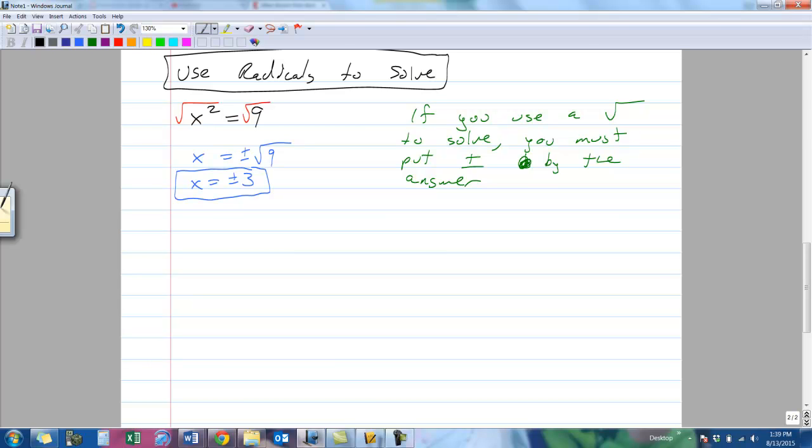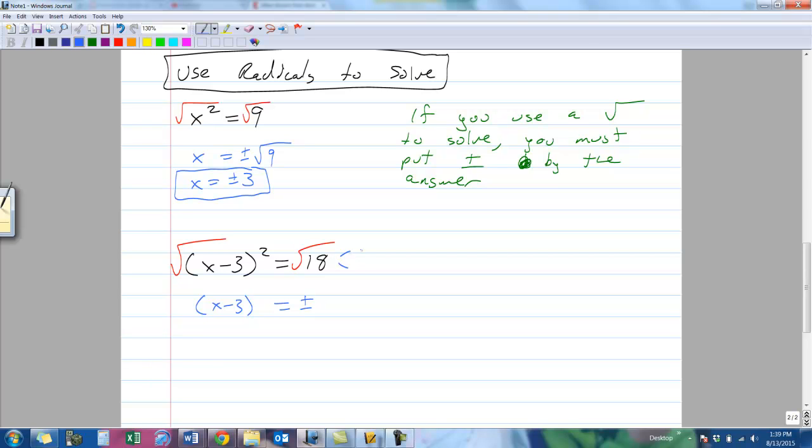Let's show another example of this. How about x minus 3 quantity squared is equal to 18. Alright, now the first thing here is we got to get rid of this squared. In order to get rid of the squared, what's the enemy of squared? Square root. So now we're left with x minus 3 is equal to plus or minus the square root of 18.